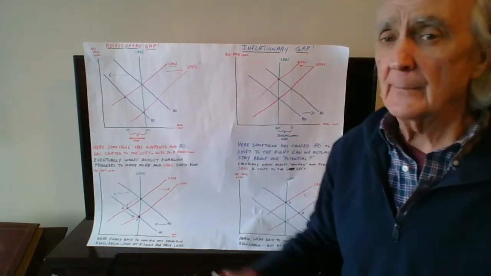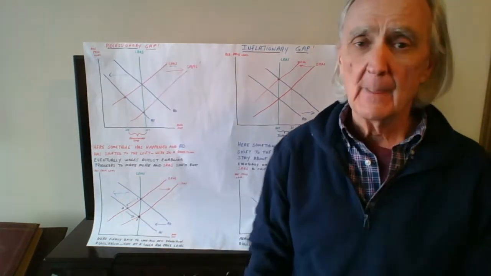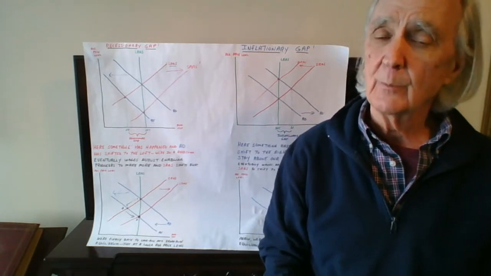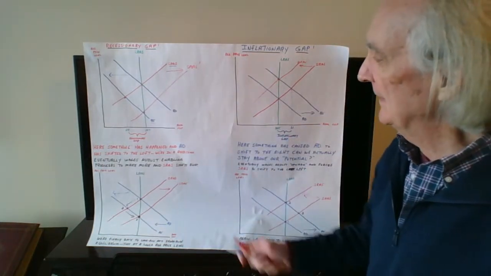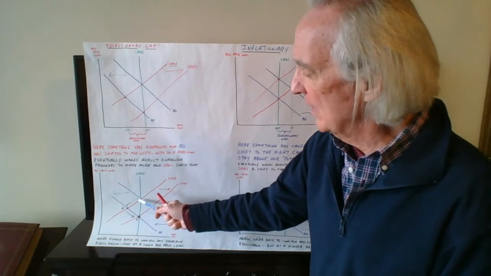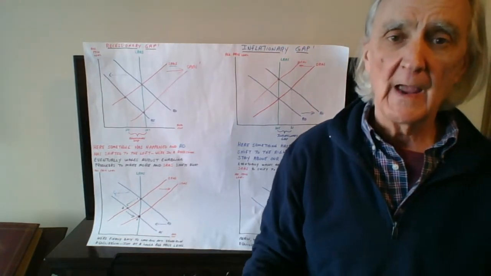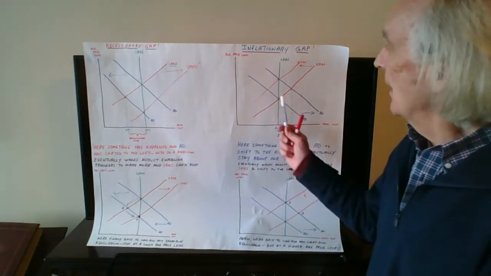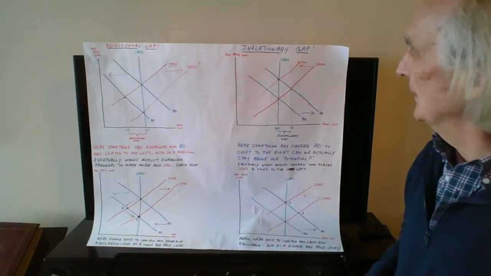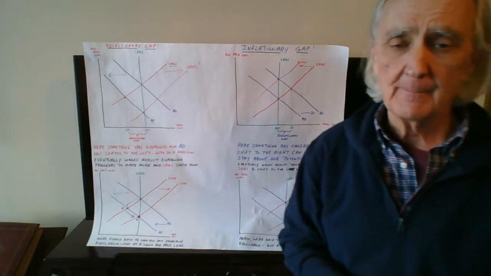All right, so that's a recessionary gap, and you are more than likely going to be quizzed on it. So what we did went from 1 to 2 to 3, and we ended up at a lower aggregate price level. Now in this scenario, we have an inflationary gap.